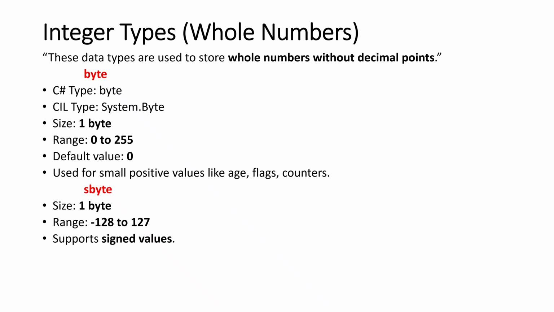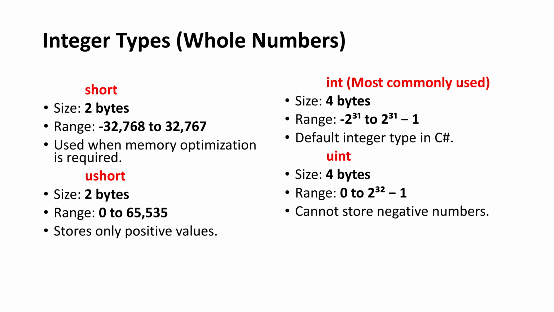Short uses 2 bytes, and the range is minus 32,768 to plus 32,767. It is used when memory optimization is required. Then ushort. It also takes 2 bytes, but it stores only positive values, and the range is 0 to 65,535. Then comes integer, which is more commonly used.